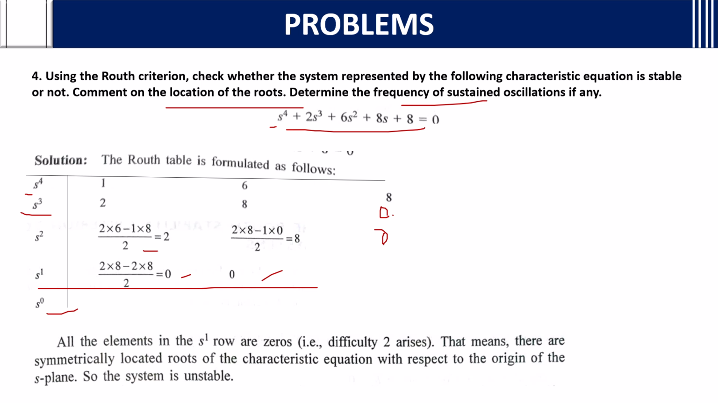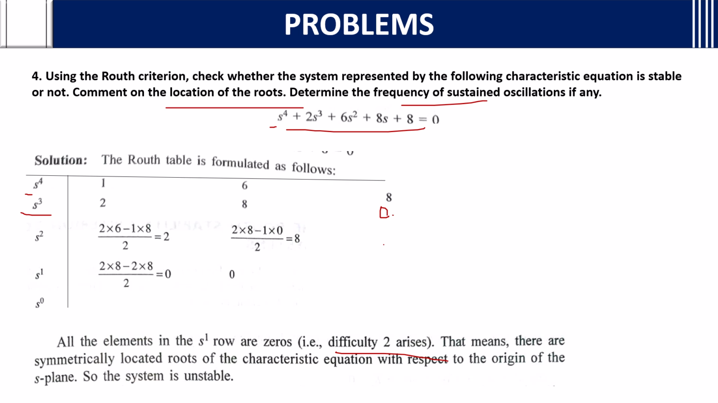Why? Because there are symmetrically located roots of the characteristic equation. So there is some difficulty arising. This is difficulty 2, which arises here, as the whole row is 0. It means the system is unstable. At this time, what to do to find the location? Just to find the stability, you can leave it here. But they are asking to find the location of the roots.